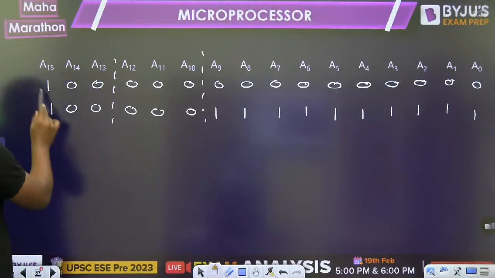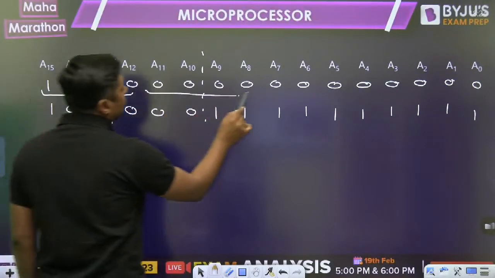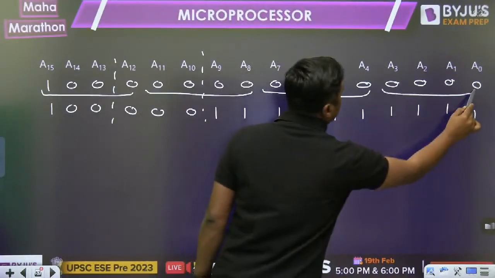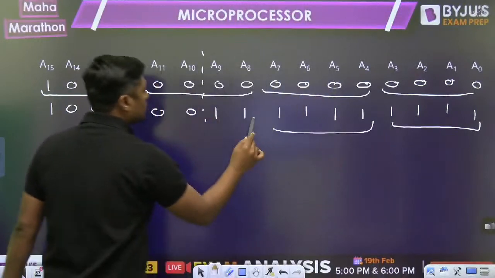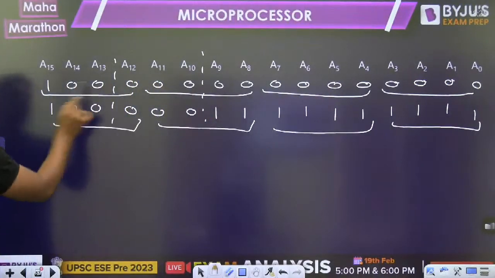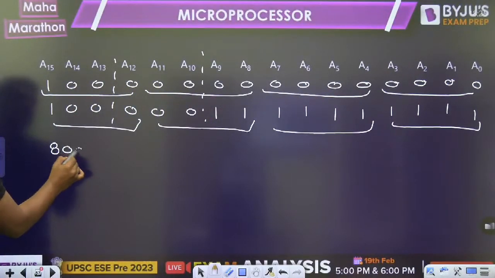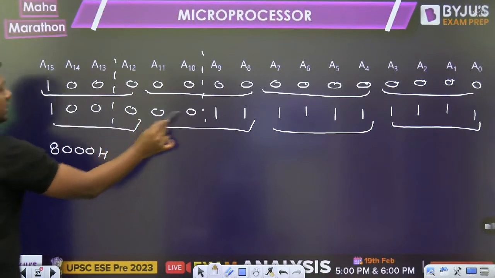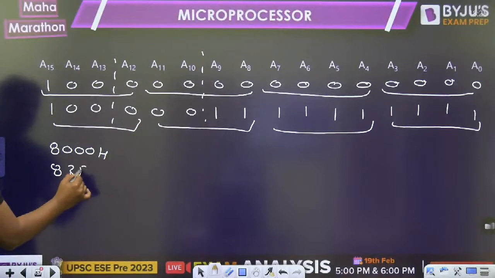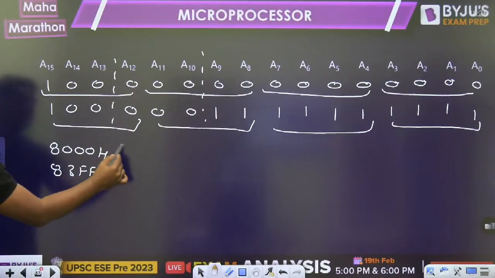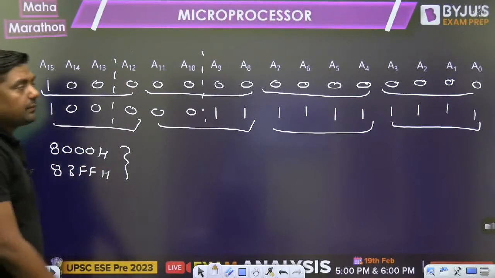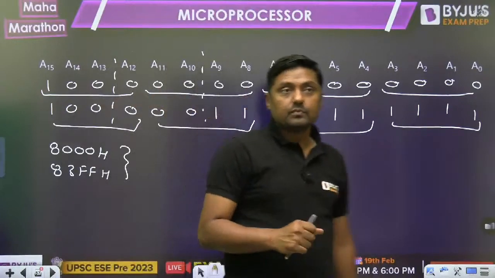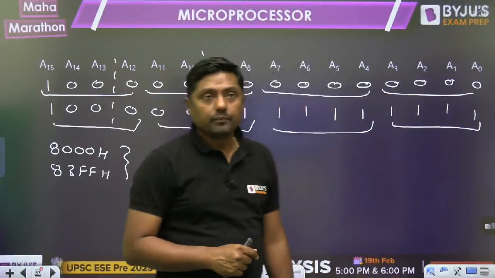Now make the pairs of 4 bits. It will become 8000H to 83FFH. This is the range of the first memory.